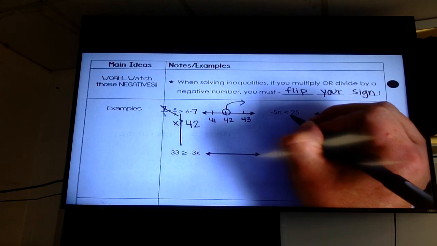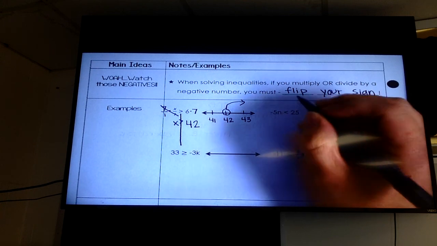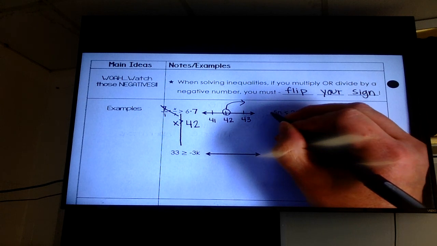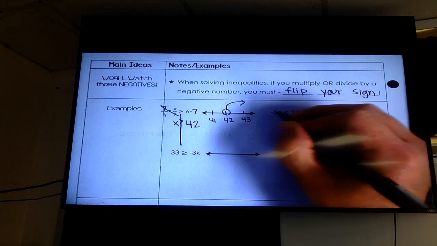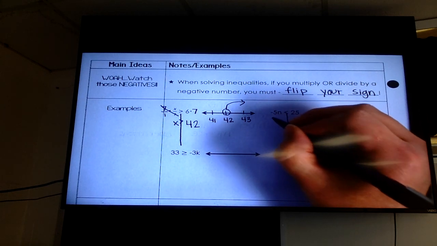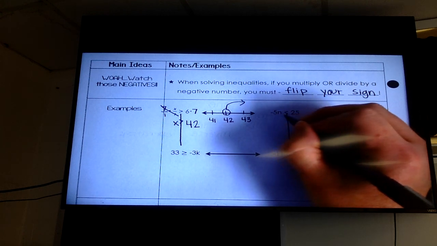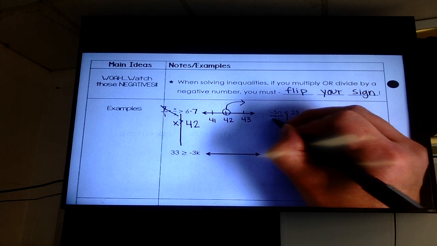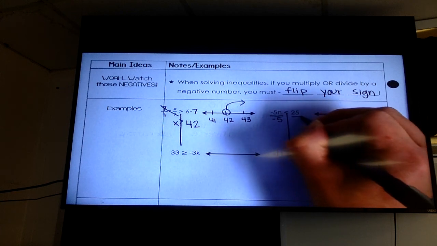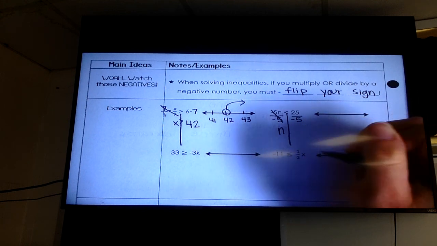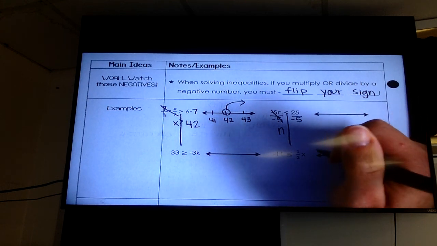Okay, negative 5n is less than 25. I drop my line from the inequality sign. A number next to a variable means multiply. Don't add 5 here. That's the mistake lots of us were making. These are negative 5 times n, and the opposite is division. So I'm going to divide by negative 5. Uh-oh, wait, what did I say? I said I'm going to divide by a negative?